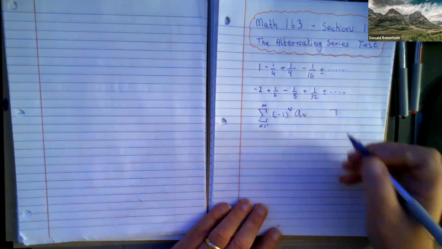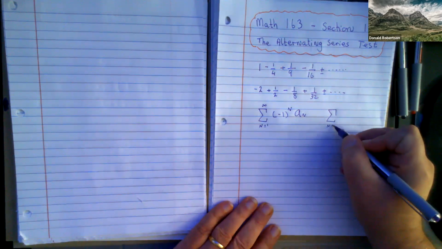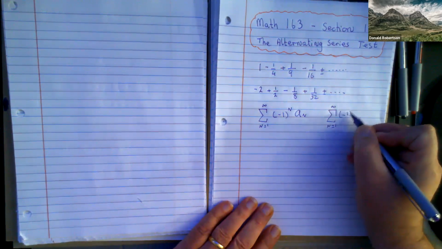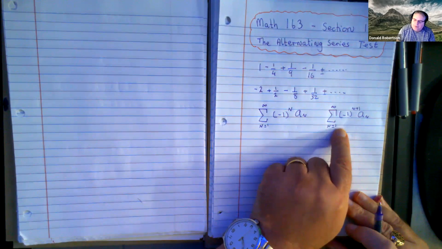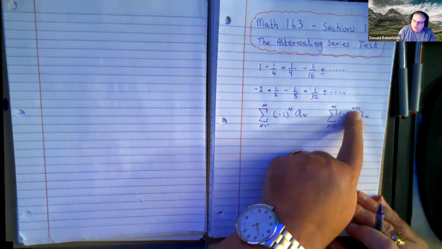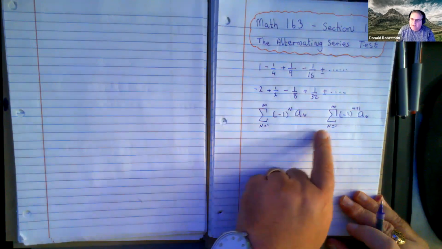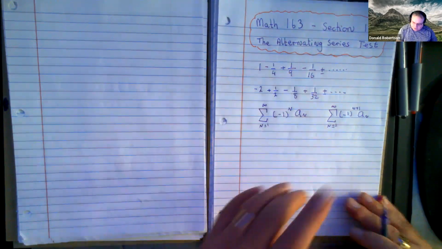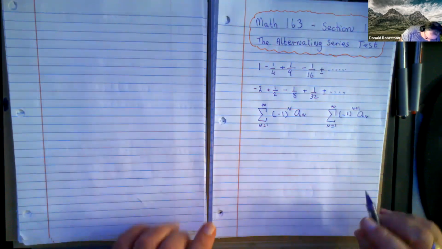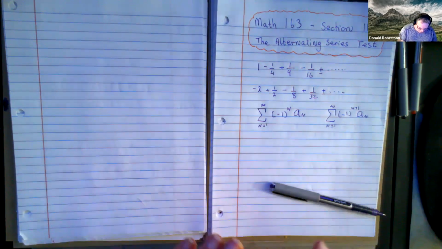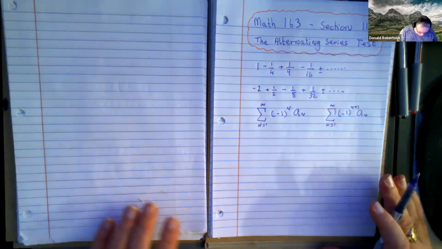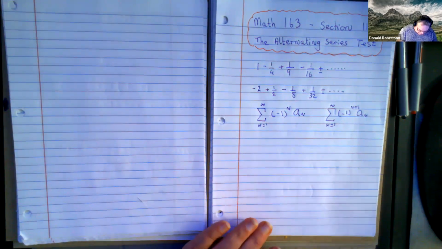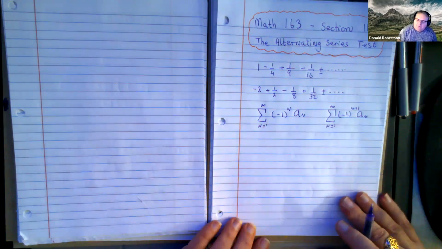The other version looks very similar with one minor change. In this one, if you plug in n equals 1, you get negative 1 squared, which is positive. Then n equals 2 gets you negative, then n equals 3, and so on and so forth. So an alternating series essentially is a series where the terms alternate between plus and minus for eternity. And the alternating series test is a way to tell whether a particular alternating series converges or diverges.